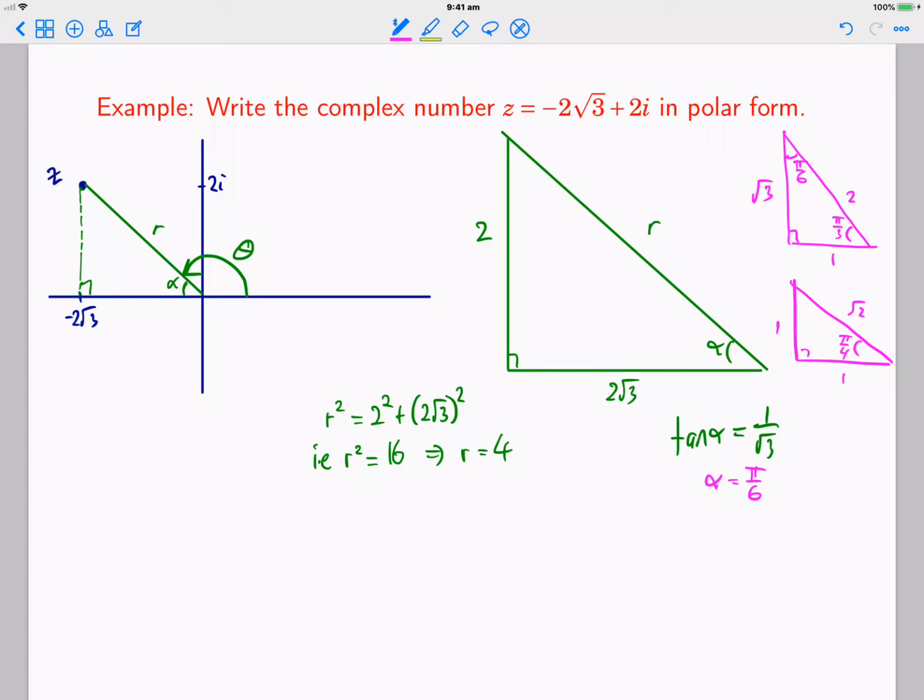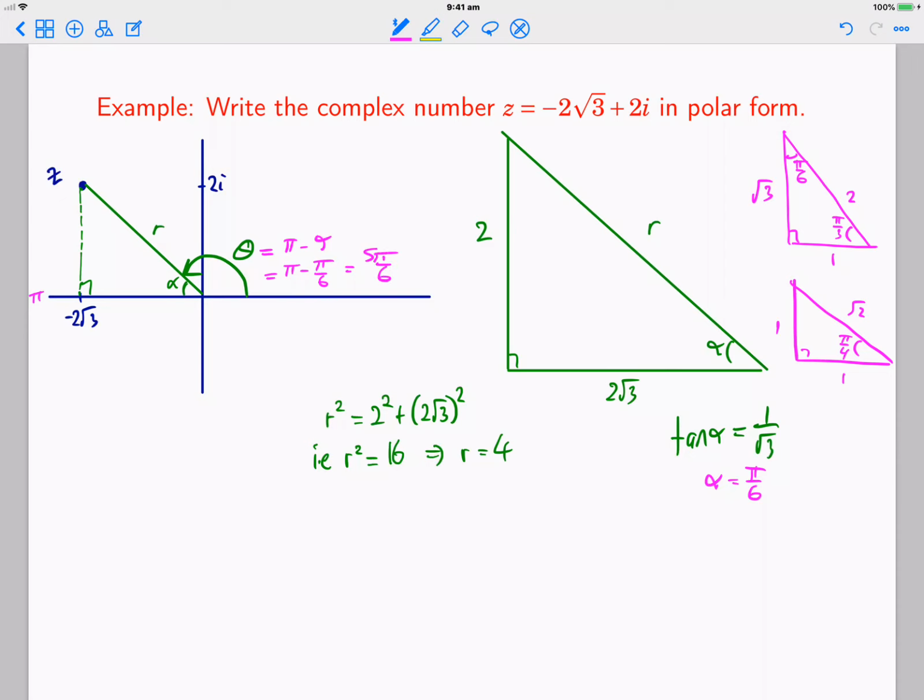Now if alpha is pi on 6, notice that theta is pi minus alpha. To see why that's true, theta is when you go half a revolution and stop alpha short. Half a revolution is pi, up until here is pi, but you're stopping alpha short, so you get pi minus alpha. We just learned alpha is pi on 6, so theta is 5 pi on 6.